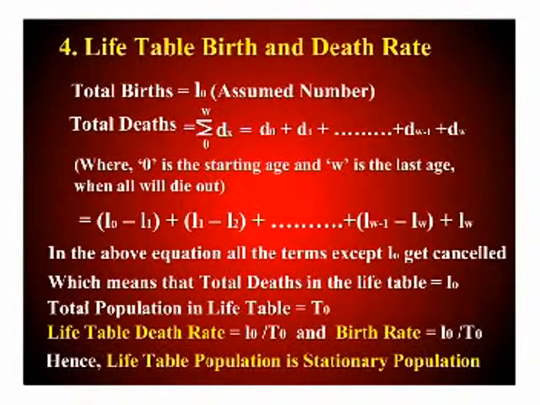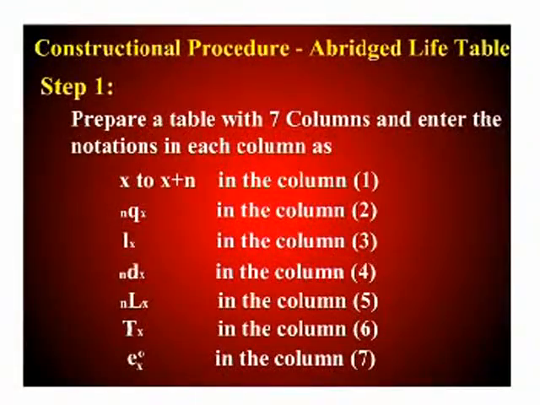In other words, the total number of births and deaths are equal in a life table, and so the life table population is considered to be a stationary population. That means the growth rate is 0. The life table death rate and birth rate is equal to 1 by e0, which is also equal to small l0 by T0, where l0 is the total number of births and deaths and T0 is the total population of the life table. Another important aspect of the life table technique is construction of the life table.